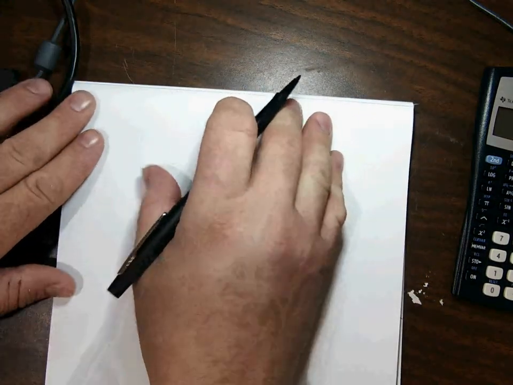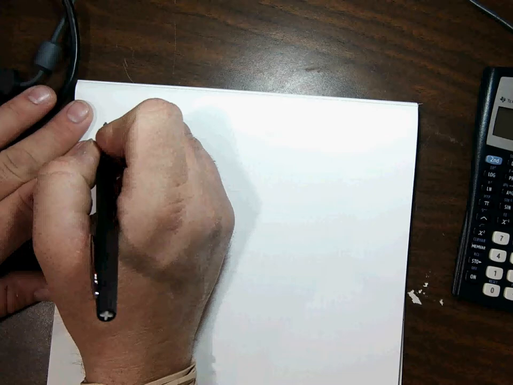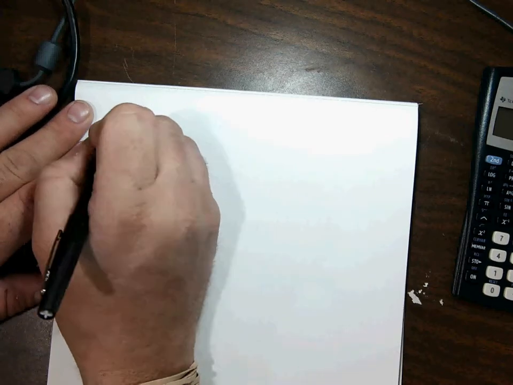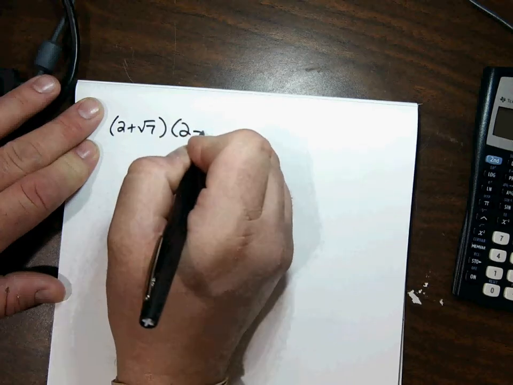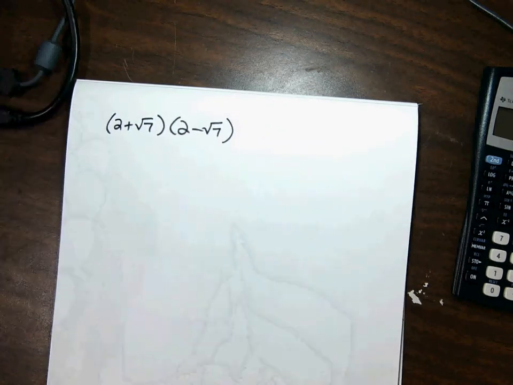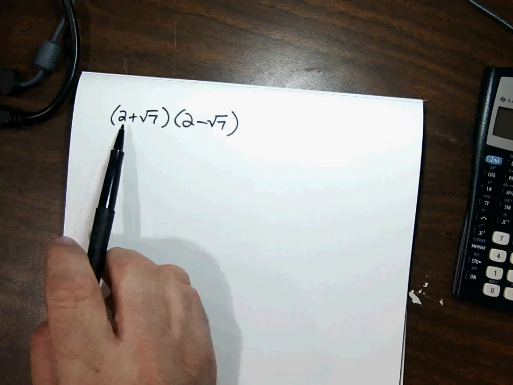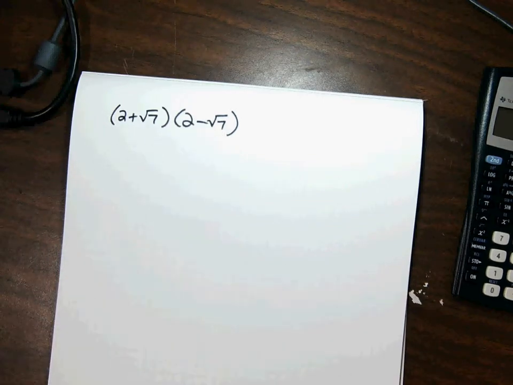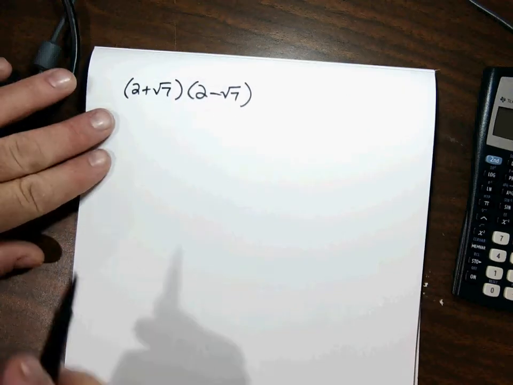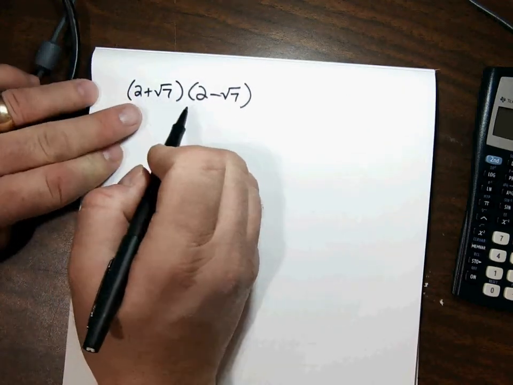If I have a number like this one, 2 plus radical 7 times 2 minus radical 7. Notice this is kind of a special one. It's the same numbers, a 2 and a radical 7 in both cases, but one has a plus sign in between and the other has a minus sign. Let's do this. Let's FOIL it out, as I say.